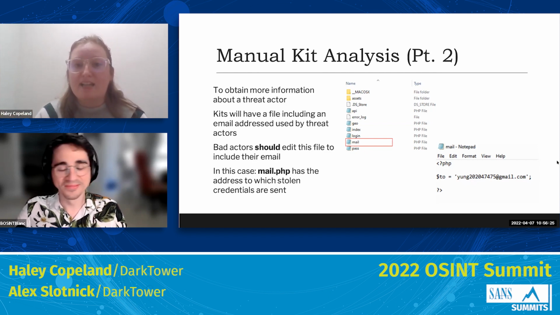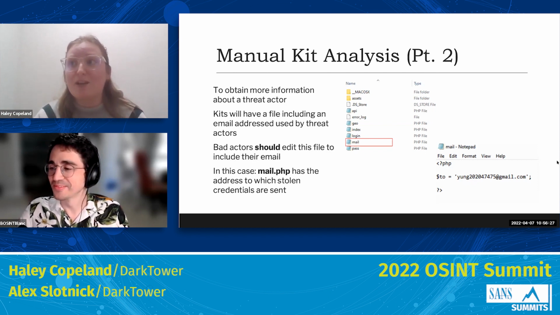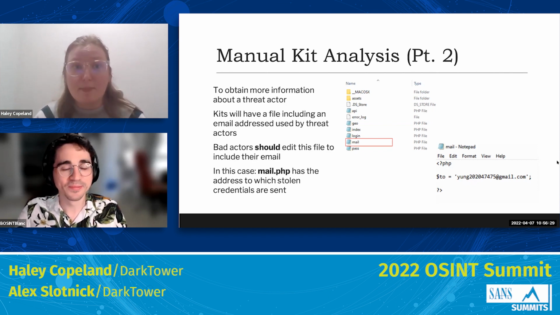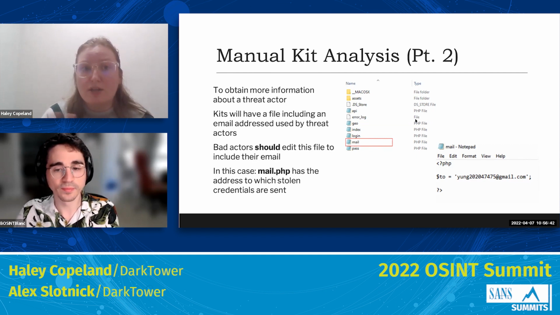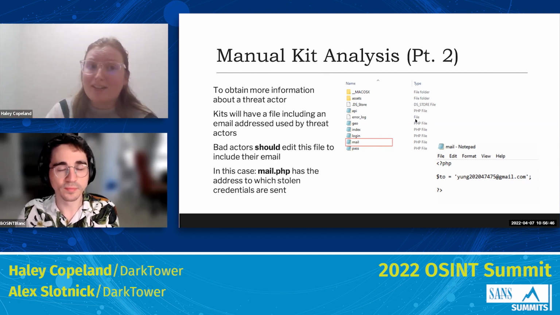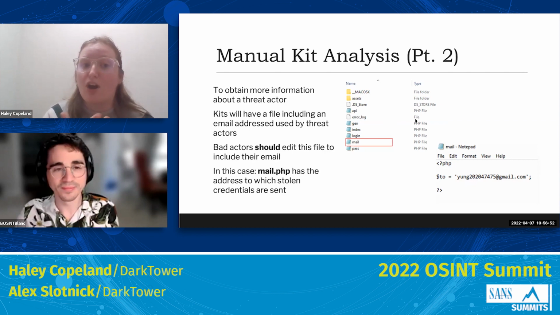In that case, maybe the original kit creator's email address may still be in there. But this is one pivot point that you can easily identify by downloading a phishing kit and just looking at the PHP file in Notepad or something. With that, I'm going to kick it over to Alex, and he will walk you through how to use open source intelligence to pivot off of these points.